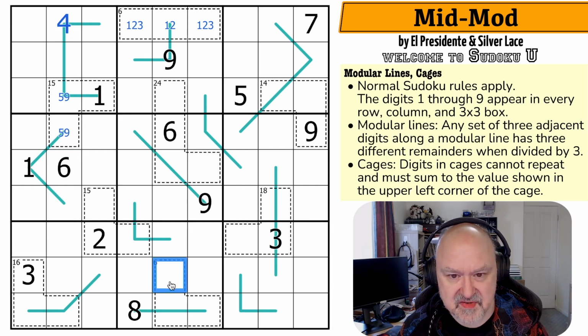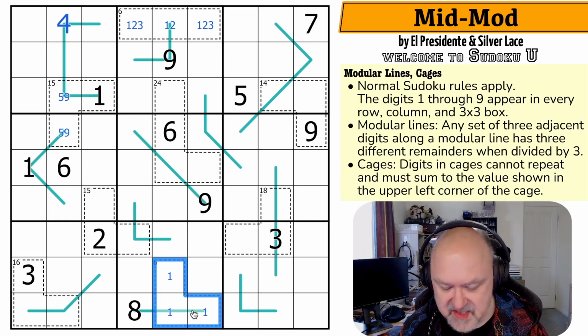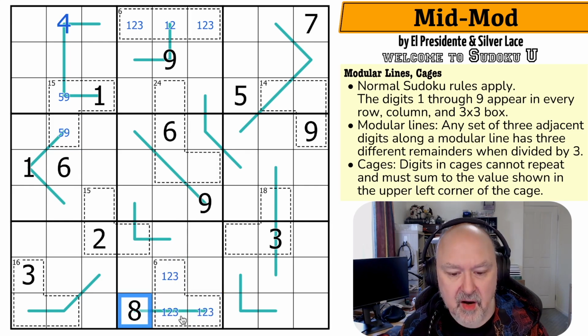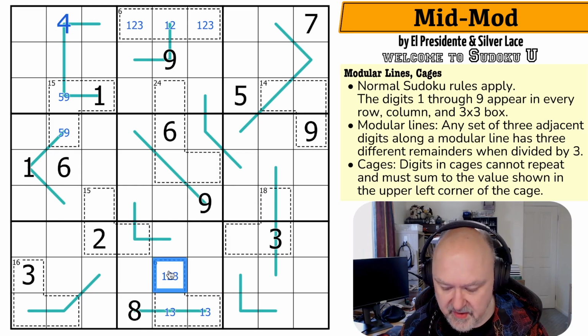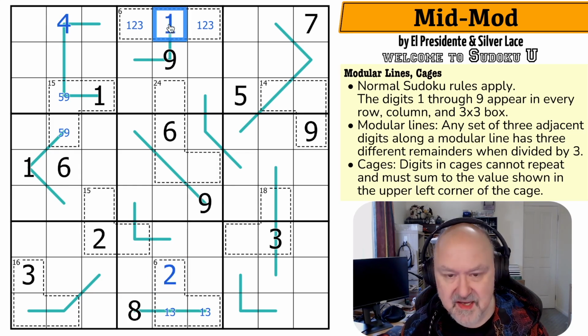Okay. Oh, here's another 6 cage. This other 6 cage is the same, 1, 2, 3. Now, I can't make either of those 2 because this is a 3-length line, and I've already got a digit from the 258 set. So these are 1 and 3. That's a 2. The 2 looks like making this the 1, taking 1 out of both of those. This is from 147. This is from 369.